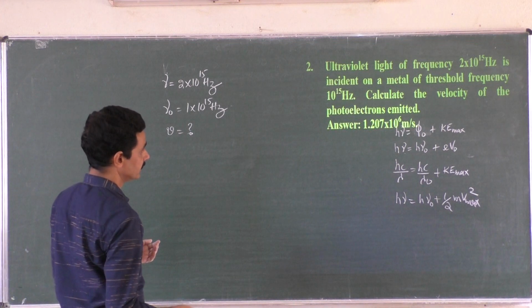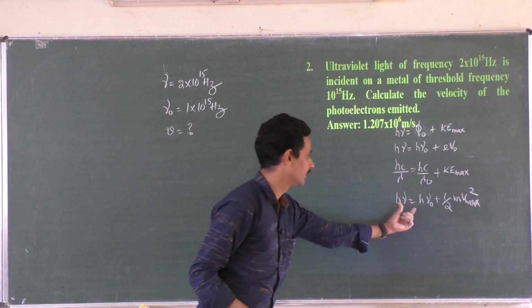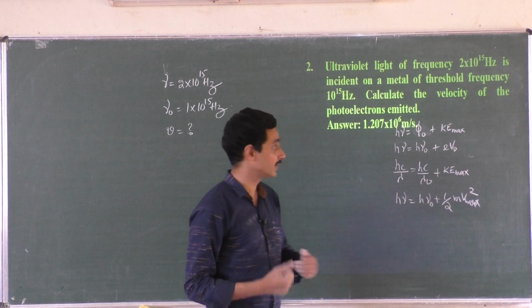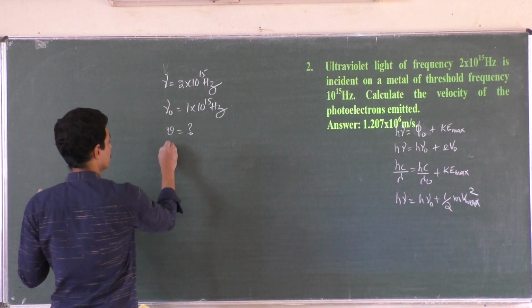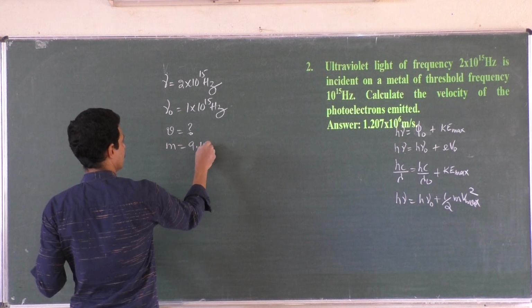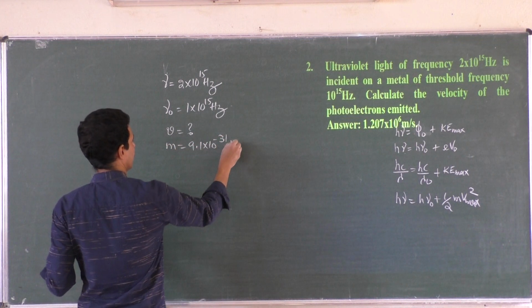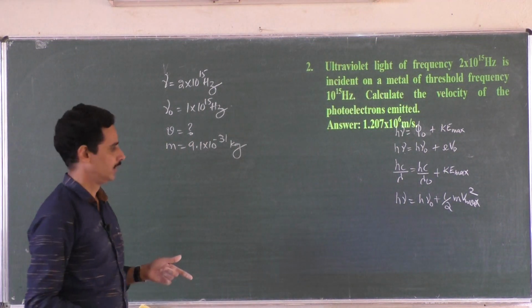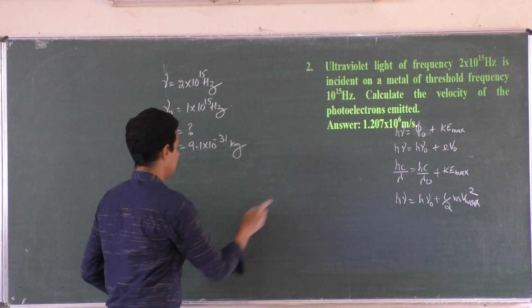Yeah, h we know, right? You have to use this equation. Why? You know h, nu is given, nu naught is given, m, mass of electron, you must know. You must know this, mass of electron is 9.1 into 10 to the power minus 31 kg. Charge of electron must be known. Now let us use this formula.